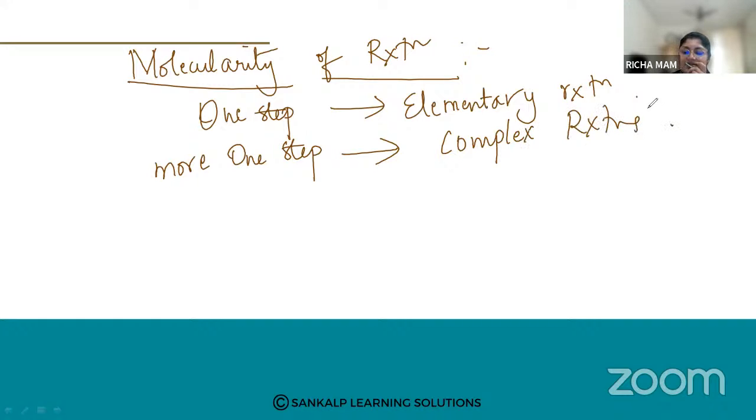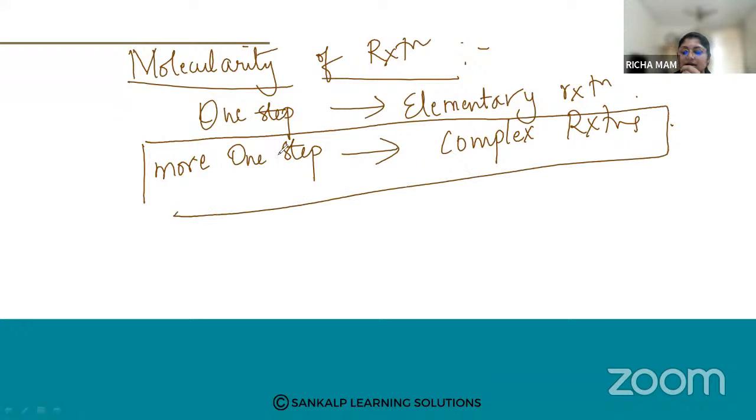In a complex reaction, various steps will take place. The various steps of the complex reaction are called the mechanism of the reaction. So whenever a reaction has more than one step, the various steps of the reaction are explained by the mechanism of the reaction.